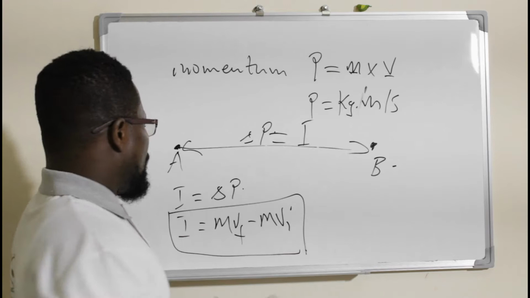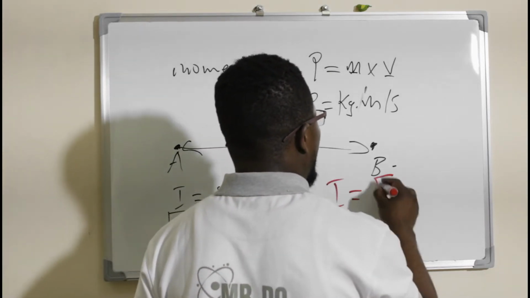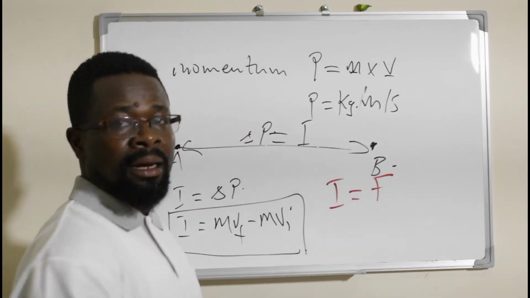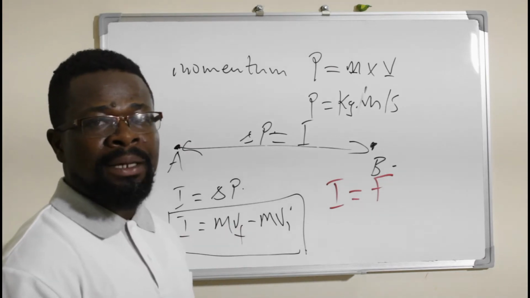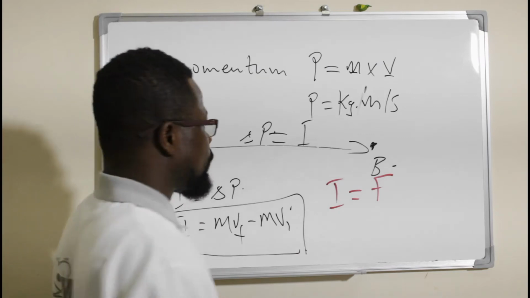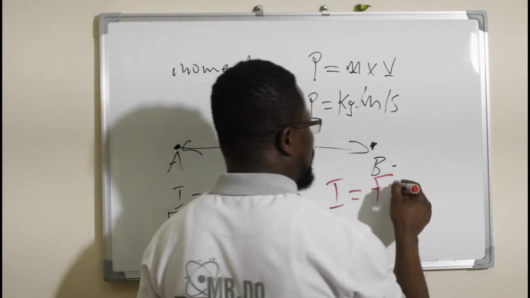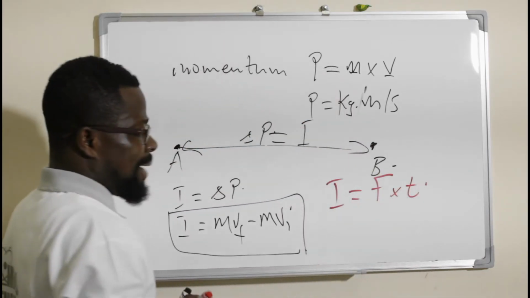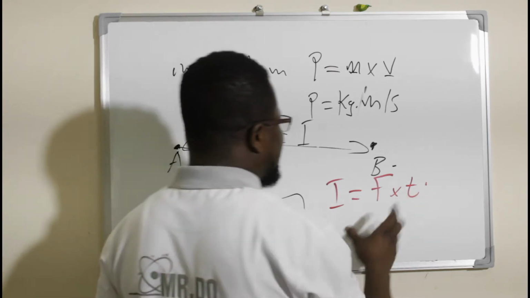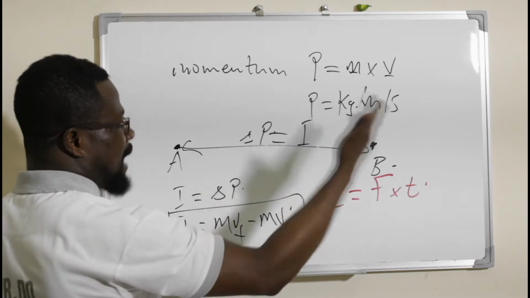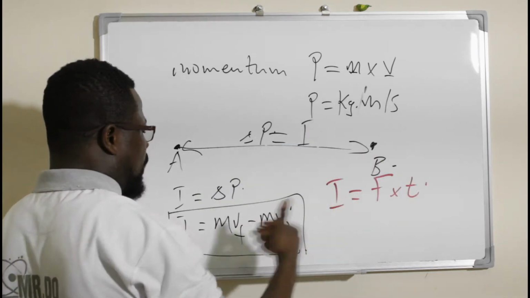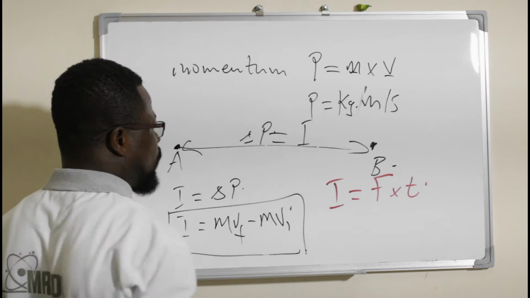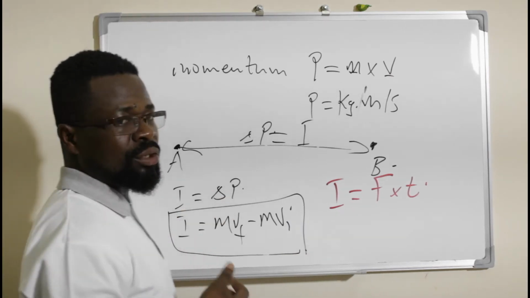On the other hand, we can also say that impulse is equal to the product of a force and the time taken by the force to act on that particular object. So we can say that impulse is equal to force times time, or change in time. So this becomes our impulse. And if this is impulse and this is impulse, then we can define impulse in terms of force and time, or we can define it in terms of change in momentum.